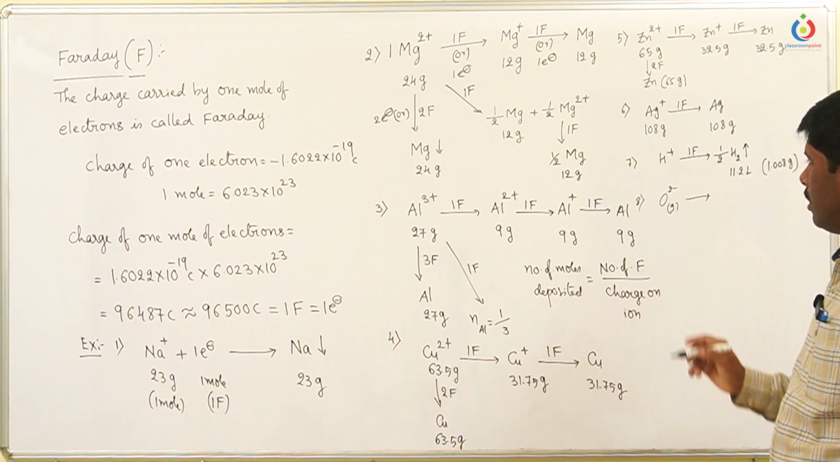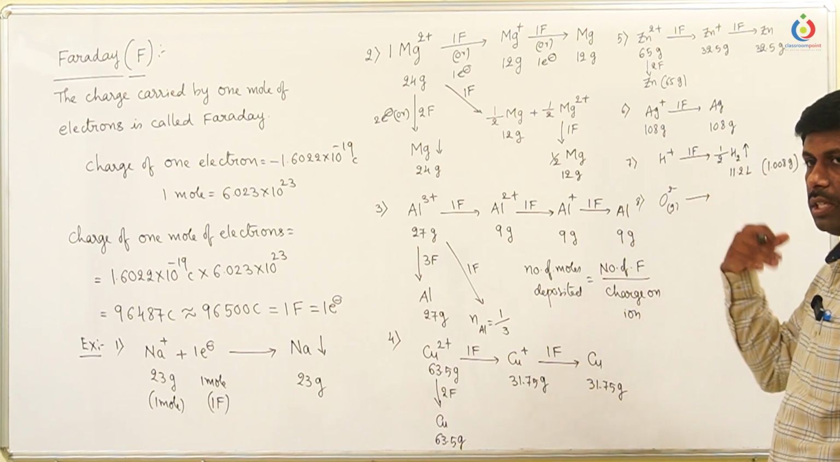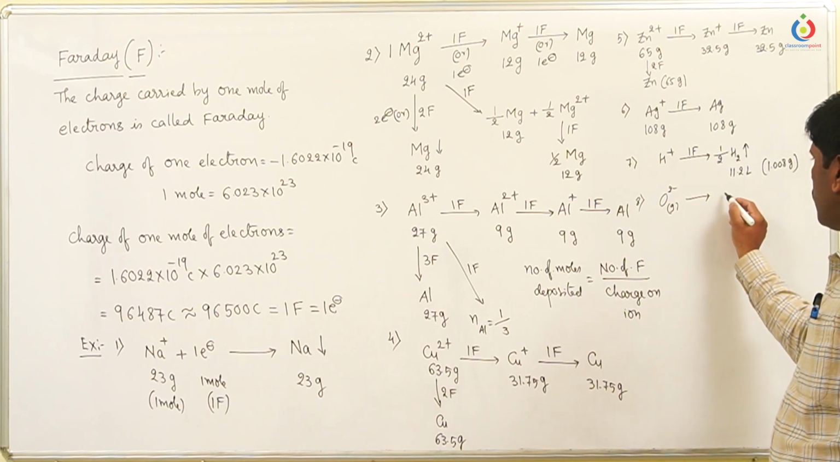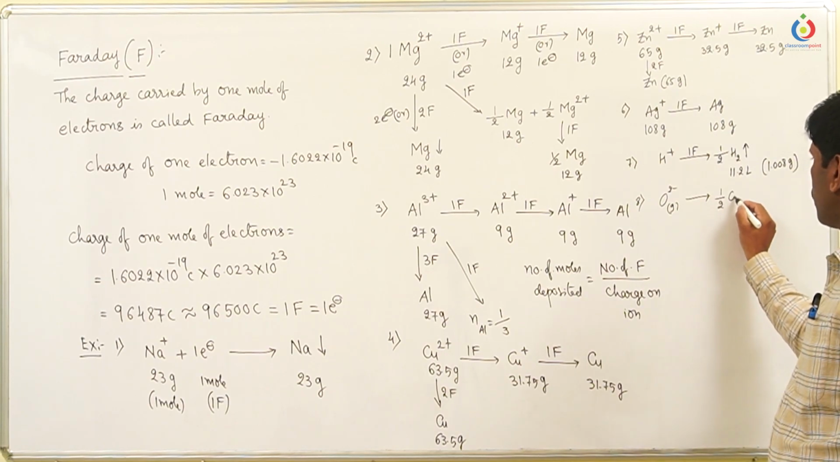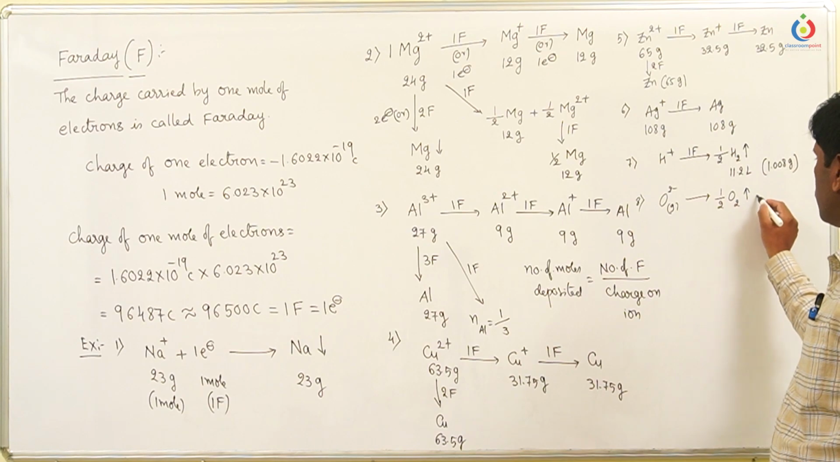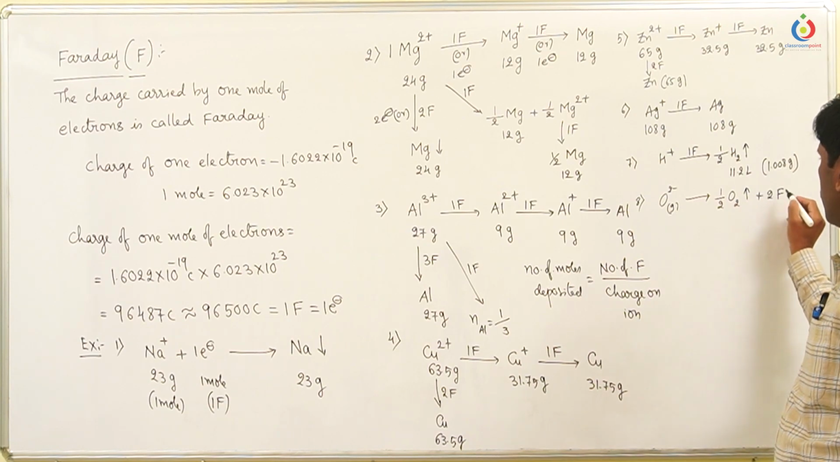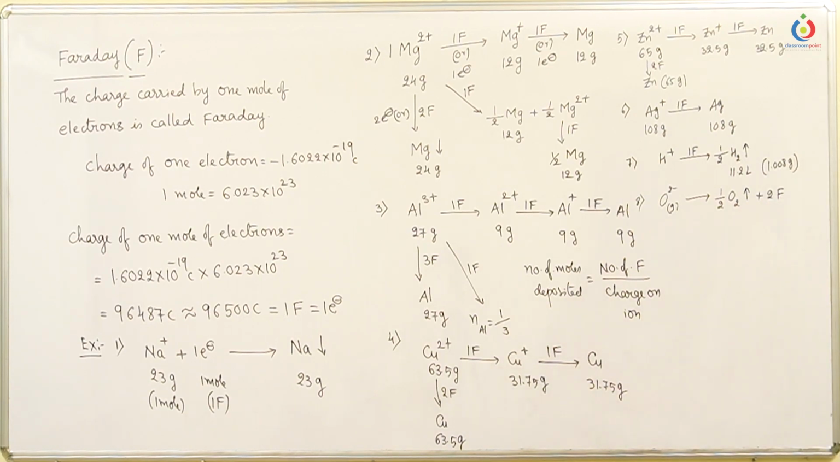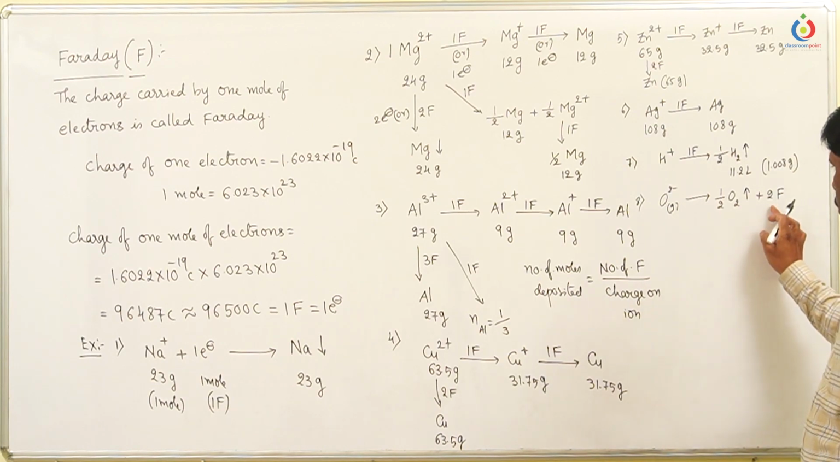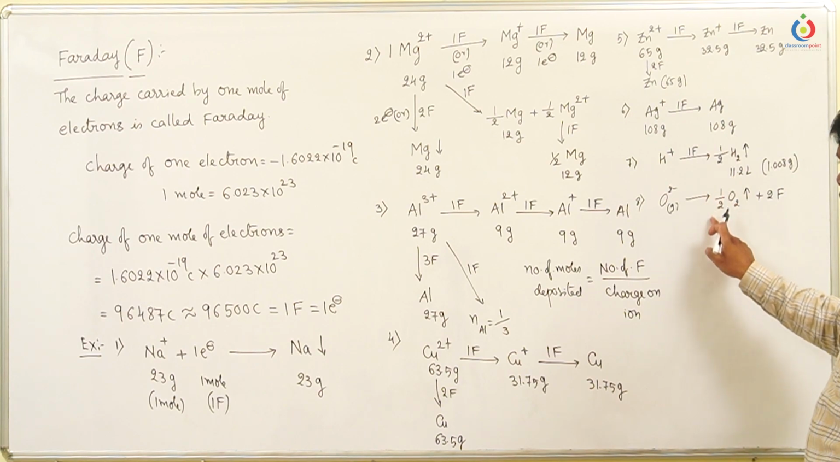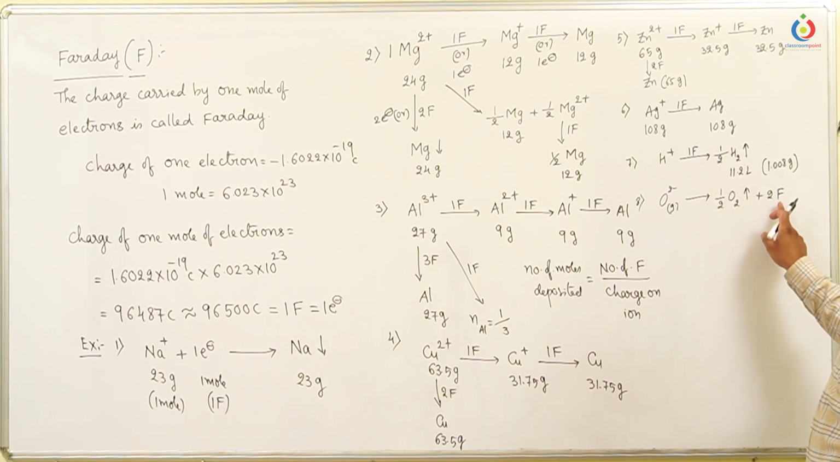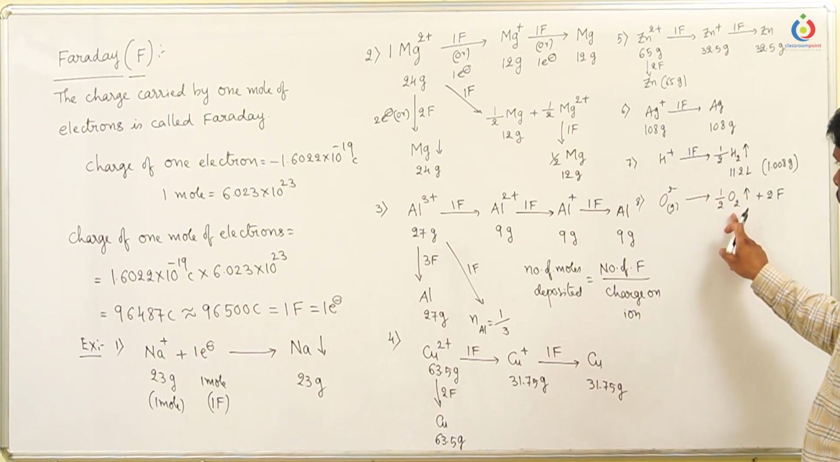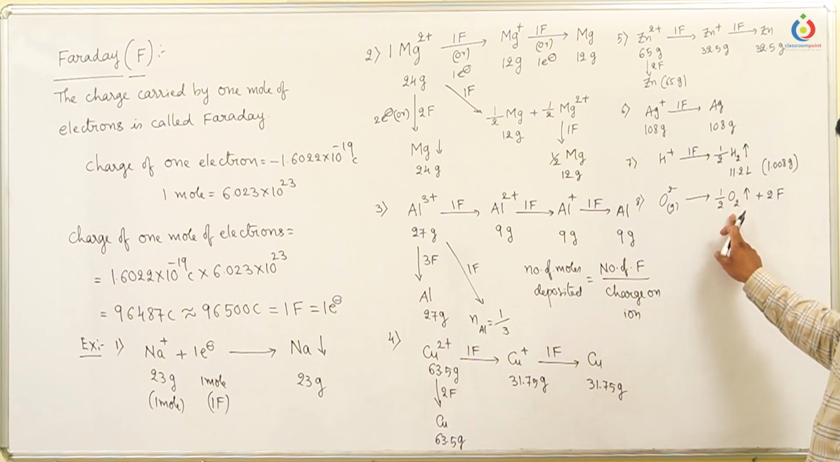Now in this reaction, instead of taking electrons, it is releasing electrons. So half a mole of O2 gas is released by 2 Faradays of electricity. That means 2 Faradays are able to release half a mole of oxygen, and the volume is equal to 11.2 liters.